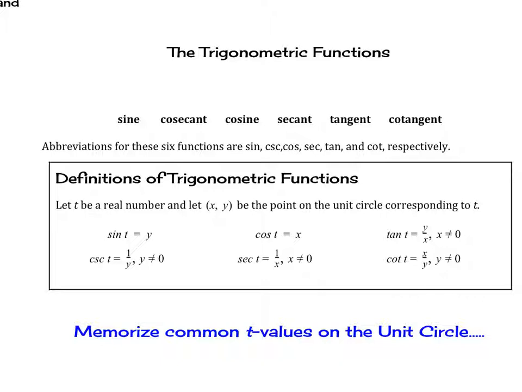Just to reiterate, this is the unit circle, and with the unit circle, the radius is 1. Sine of t equals y, so it's whatever the y value is. Cosine is the x value. Tangent is y over x, sine over cosine. Then cosecant is the reciprocal of sine. Secant is the reciprocal of cosine, and cotangent is the reciprocal of tangent, so notice it's x over y. It will be very helpful to memorize the common values on the unit circle.